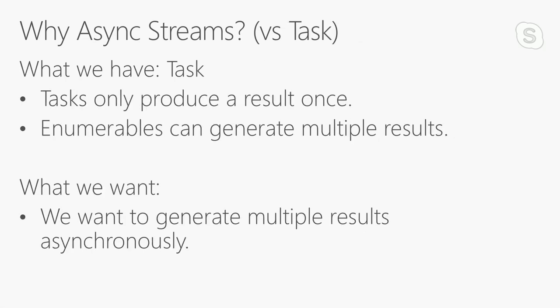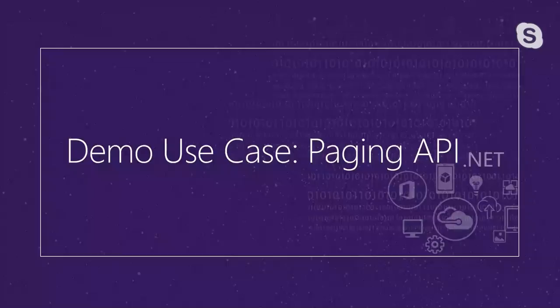The other perspective for why we have asynchronous streams is if we have asynchronous code that returns a task, a task can only be completed one time. It can only produce a result once. What we really want to do is generate multiple results asynchronously. So we're looking at this merger of tasks and enumerables, and that's really what asynchronous streams are.